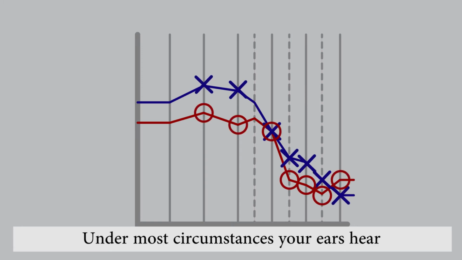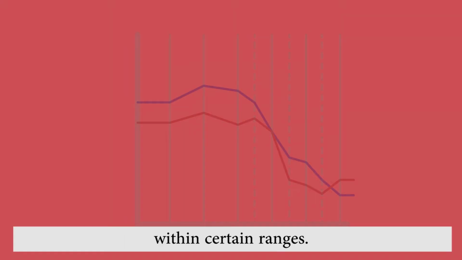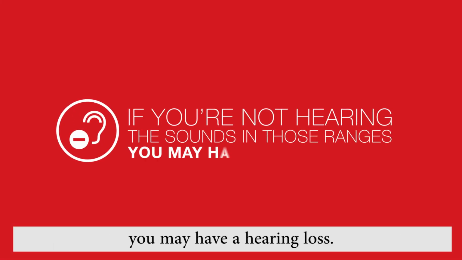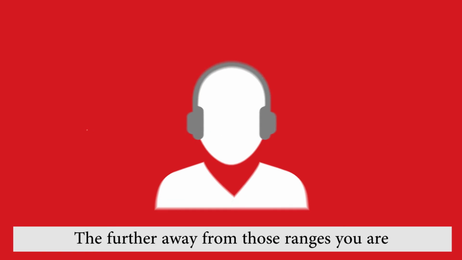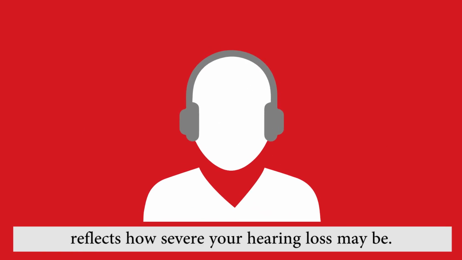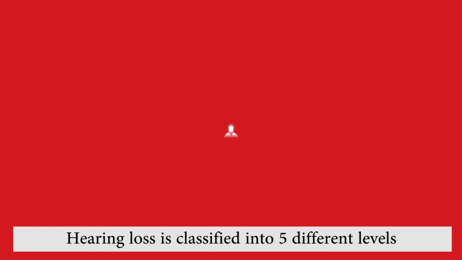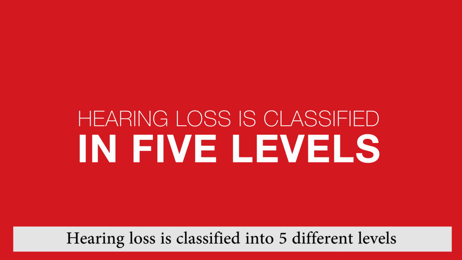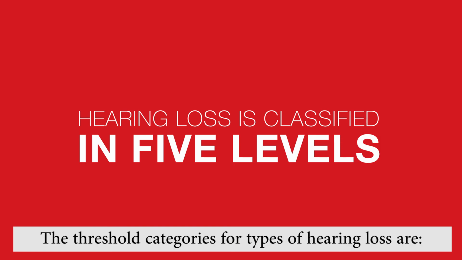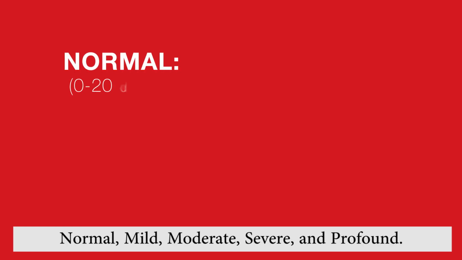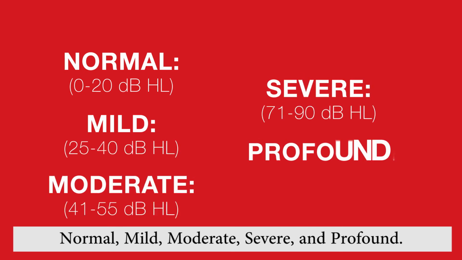Under most circumstances, your ears hear within certain ranges, and if you're not hearing those sounds in those ranges, you may have a hearing loss. The further away from those ranges you are reflects how severe your hearing loss may be. Hearing loss is classified into 5 different levels of that hearing threshold. The threshold categories for types of hearing loss are normal, mild, moderate, severe, and profound.